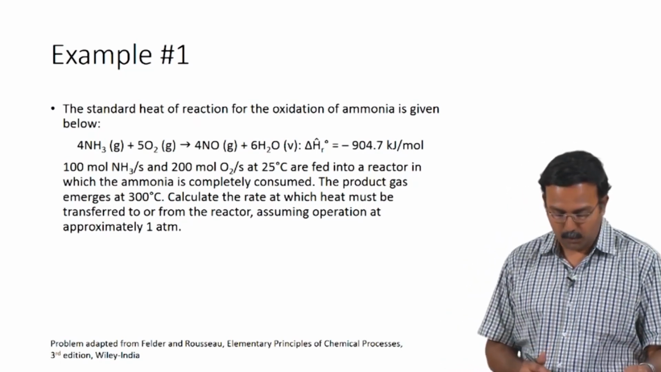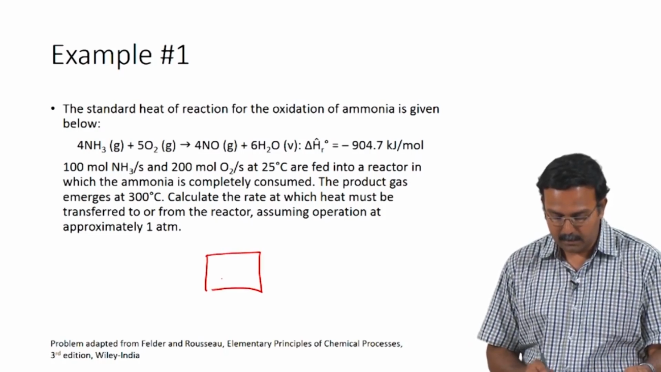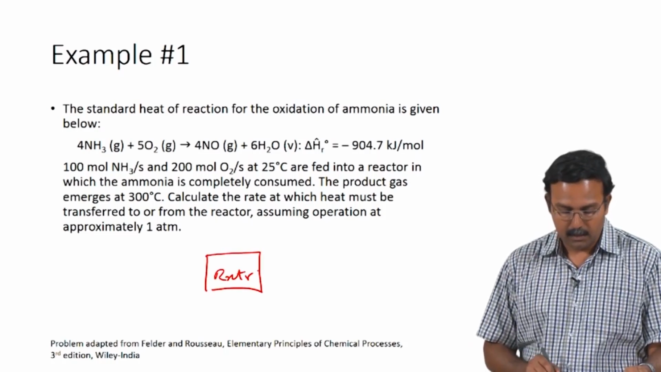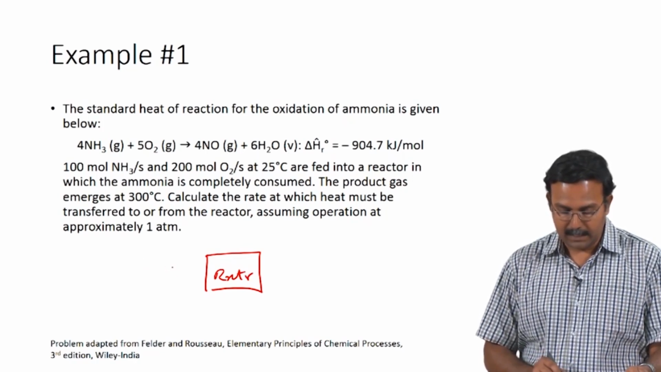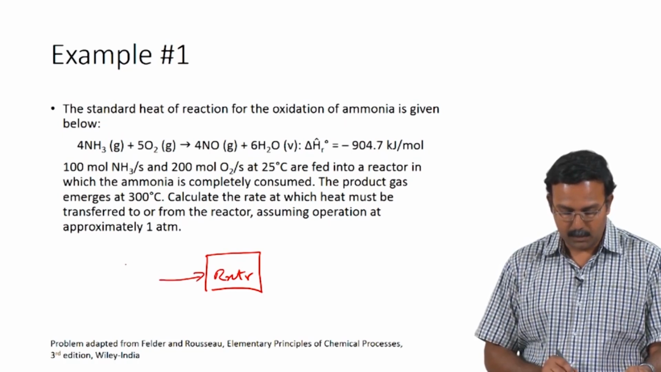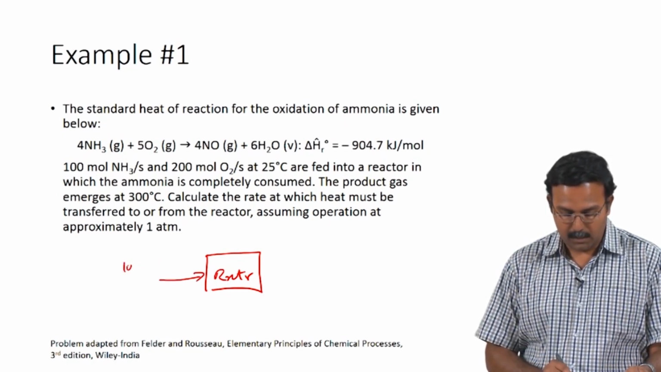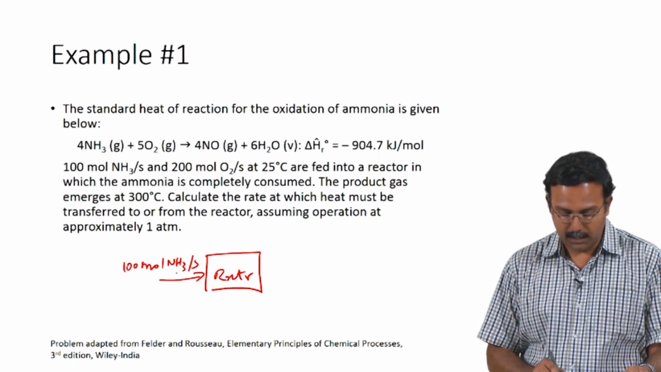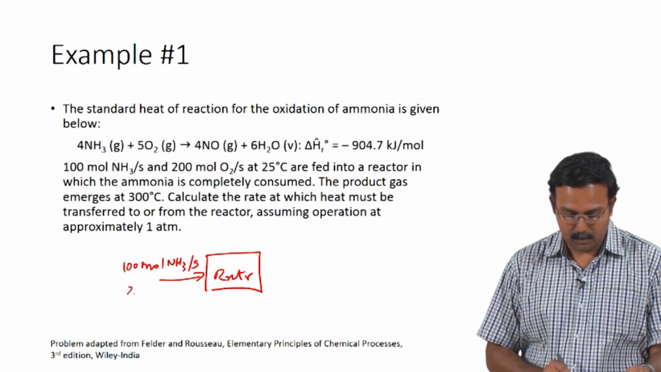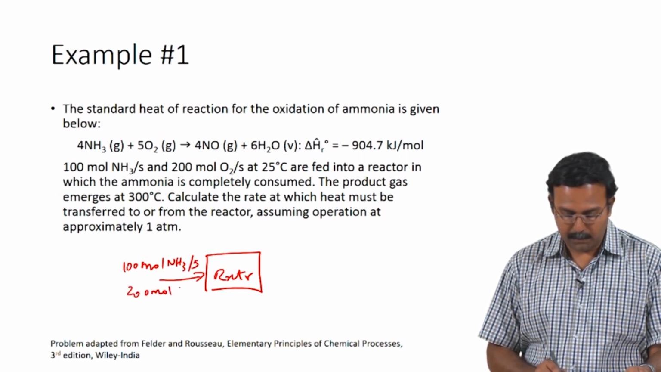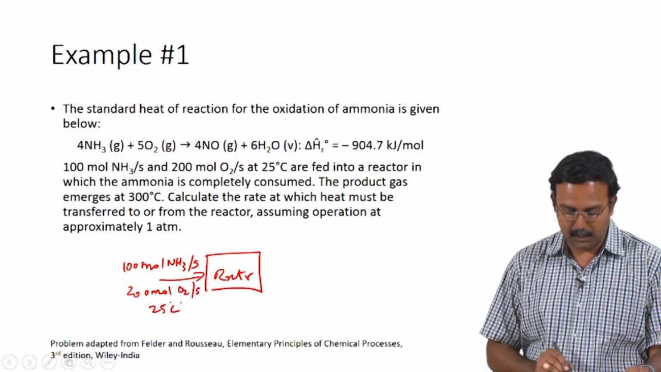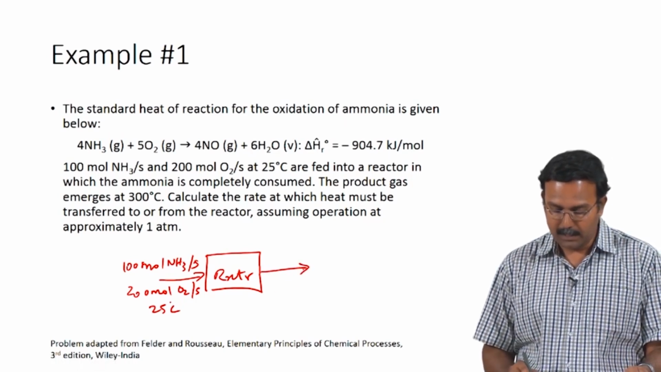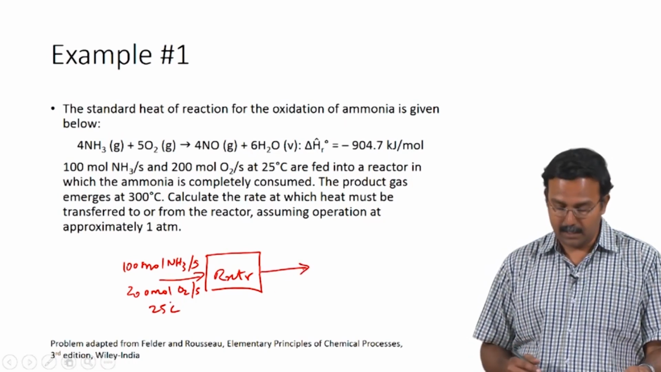So, let us try to draw the flow chart. You have a reactor where ammonia is getting oxidized, and you have been told that there are two components coming in, which are 100 moles of ammonia and 200 moles of oxygen per second. As they are at the same temperature, 25 degrees Celsius, I am just putting it as one inlet stream, and you have a product gas stream which is emerging at 300 degrees Celsius.